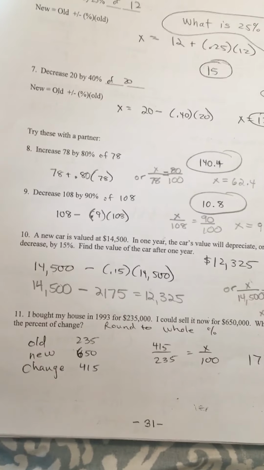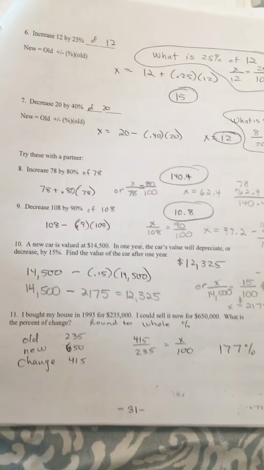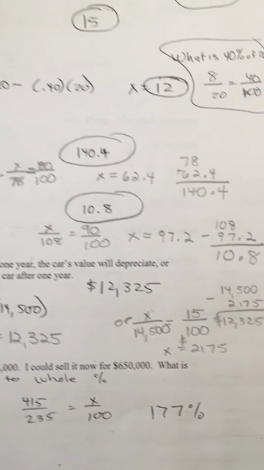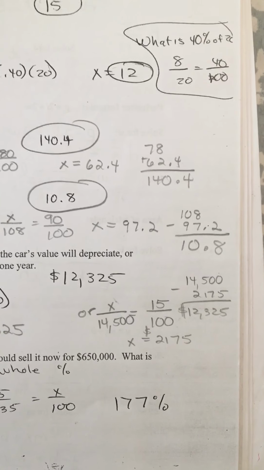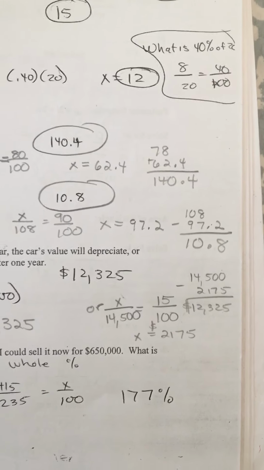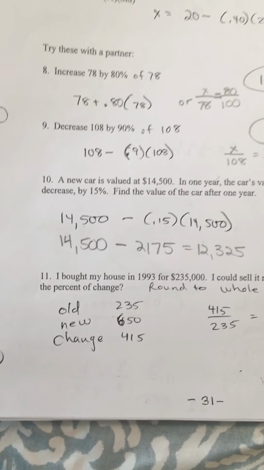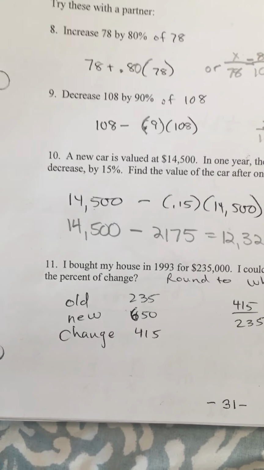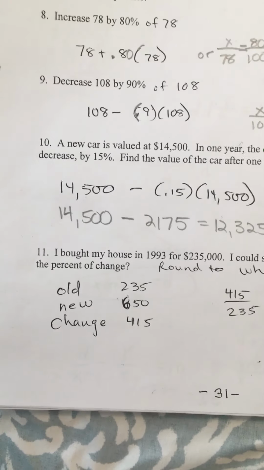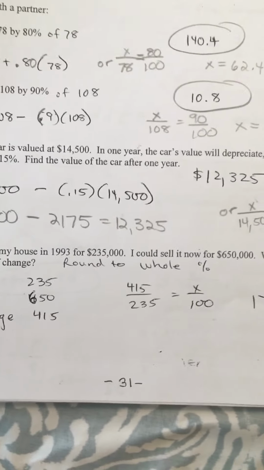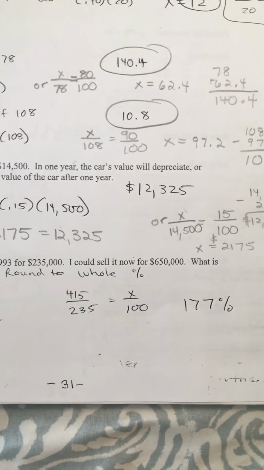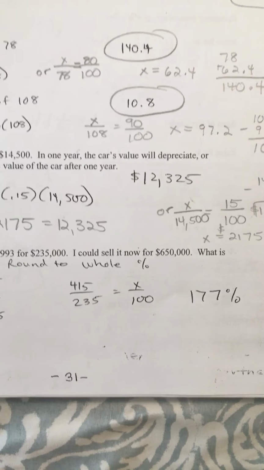Now, for the next one, very similar. This is the equation way. This is the proportion way, but the answer is 12,325. And number 11 is old, new, change. The old is 235, the new is 650, the change is 415. We do change over original equals x over 100, and the percent increase is 177%.